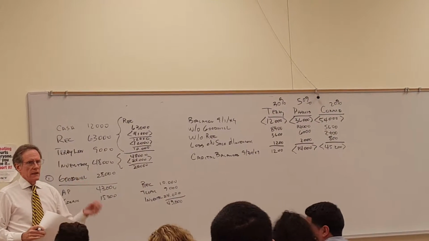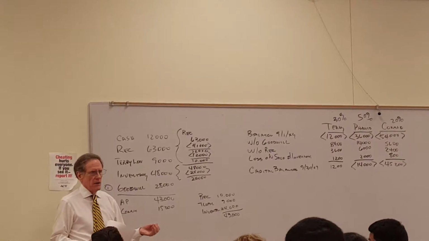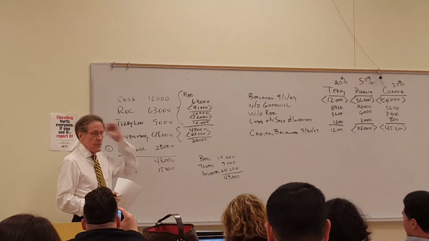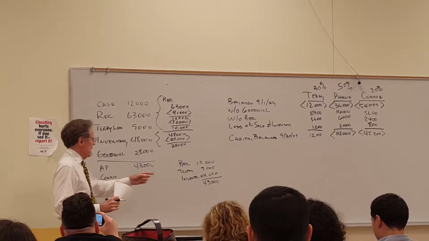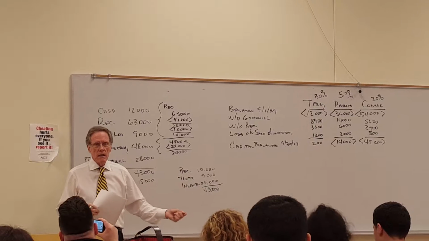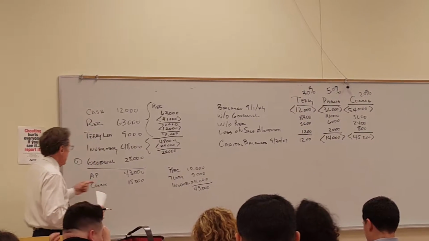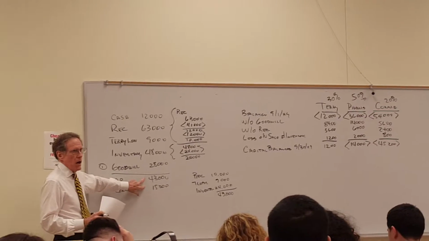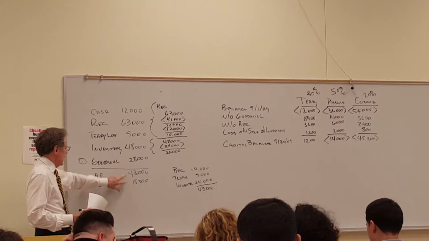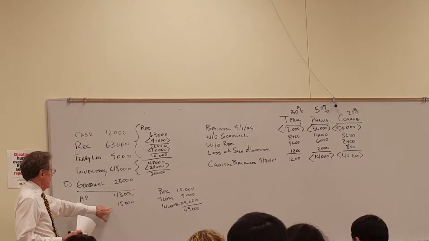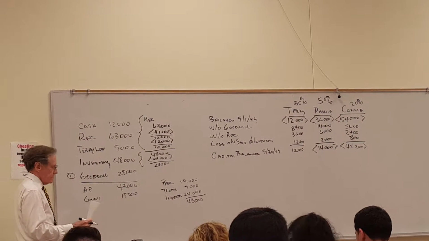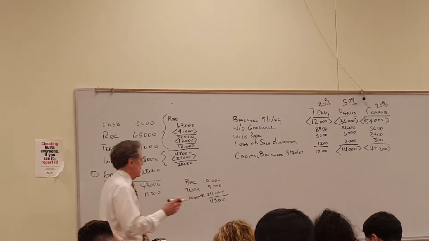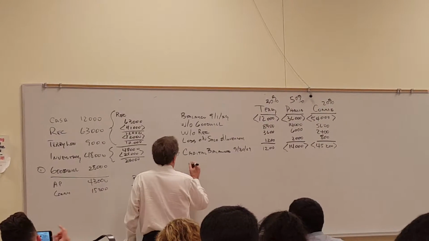Now, we look at this from a worst case scenario. What if we don't get any more, we're not able to sell any more of the inventory, and we can't collect any more of the receivables? If that happens, are we going to have enough money to pay our accounts payable and the note to Connie? Plus, we have one other thing. We have liquidation costs.